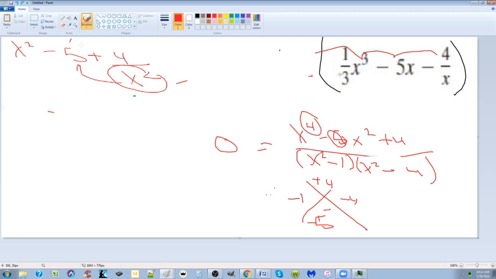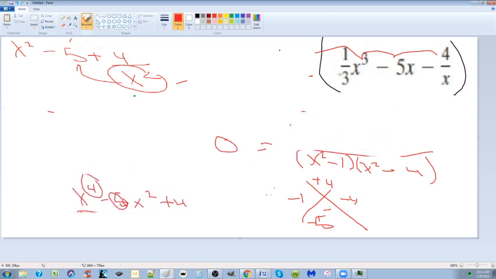Let's see what we had. We had this. So I'm going to put that aside and expand it to make sure I still get this. X to the 4, minus 4x squared, minus 1x squared, minus 5x squared, yep, plus 4, yep. So that is indeed the expansion.